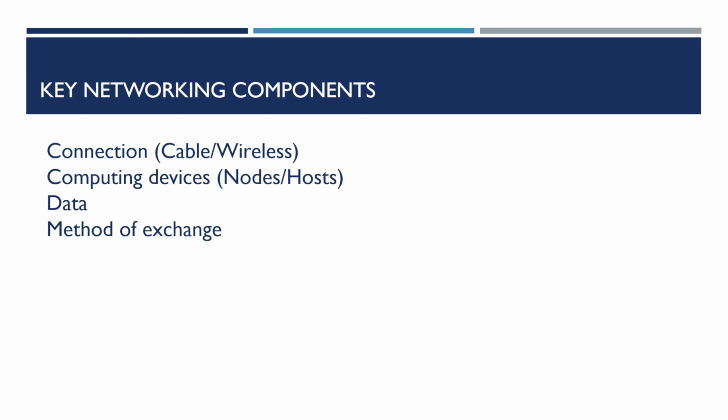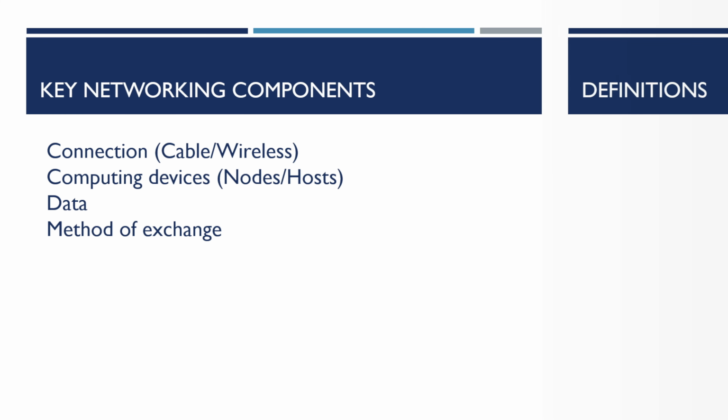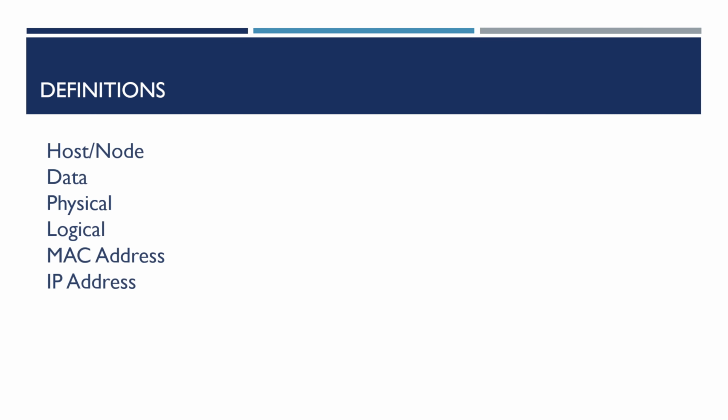I'm going to go through a few very simple definitions here. Let's define host, node, data, physical, logical, MAC address, and IP address. Starting off, a host or a node is any end device. End is a little bit vague in there. It could just be any device attached to a network. We might have what's called a router or a switch. Technically, it is a node on that network. It might not be directly an end device. However, it is attached to a network, and it is still a device, and it still can send or receive data, so it can be at the end of any data transmissions.